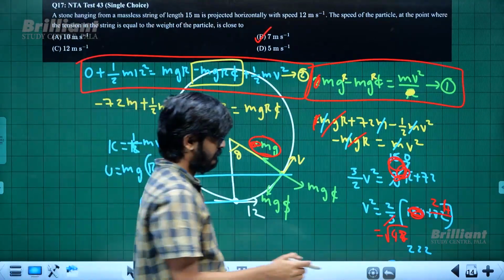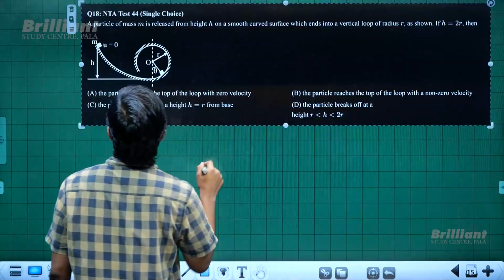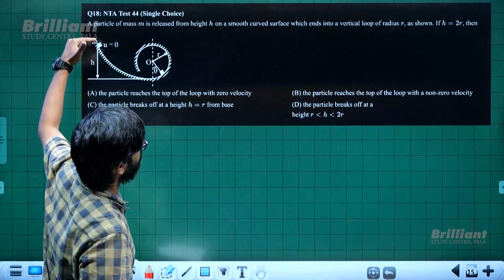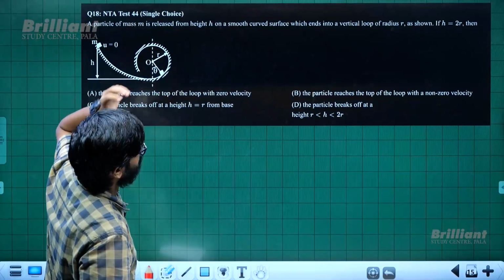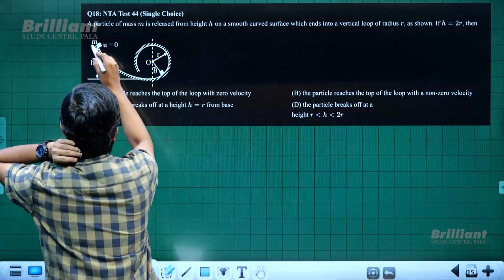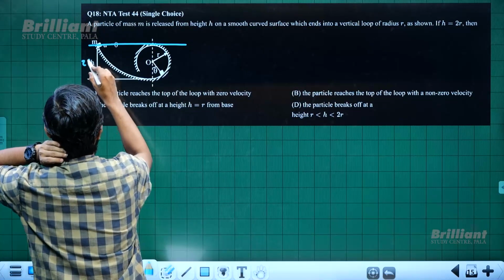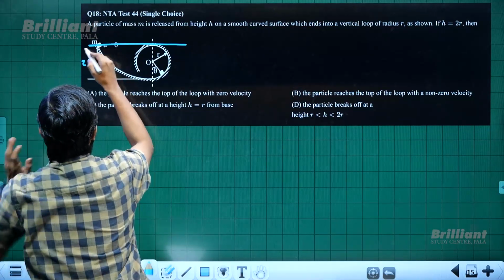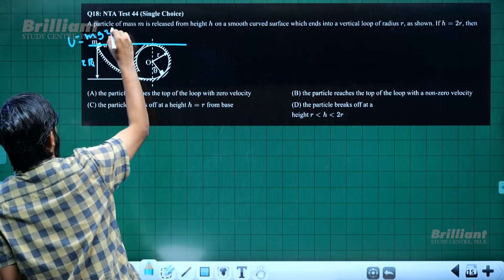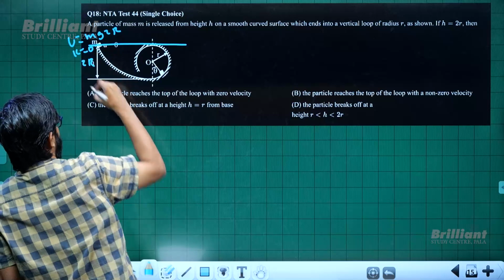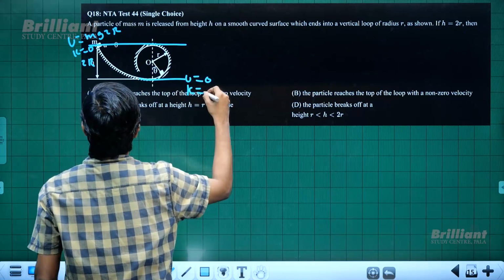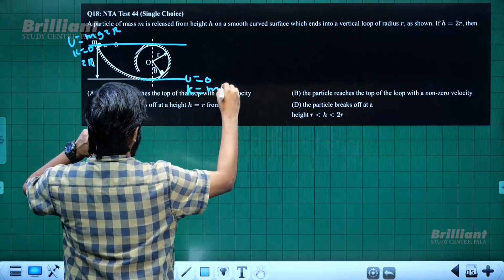Now going to the next question. A particle of mass m is released from a height h on a smooth curved surface which ends into a vertical loop of radius r. If h equals 2r, now if this length is 2r, what is the potential energy here? Potential energy here is going to be mg into 2r. What is the kinetic energy? 0. So what is the potential energy here? 0. What is the kinetic energy? Kinetic energy will be mgr.